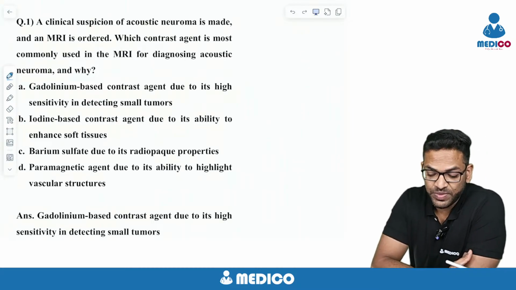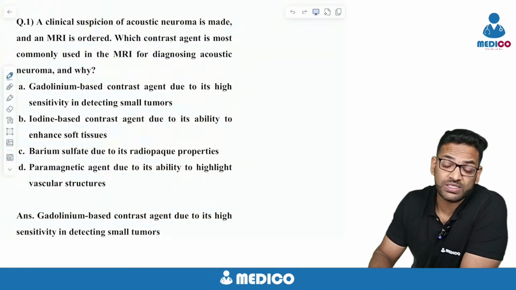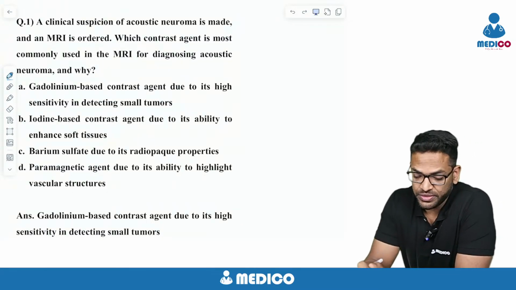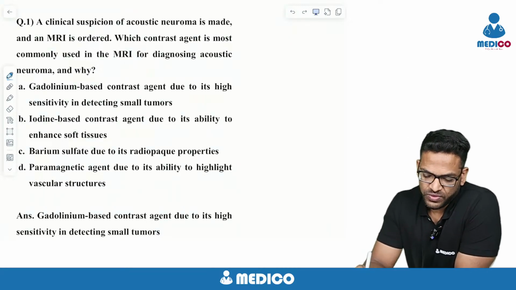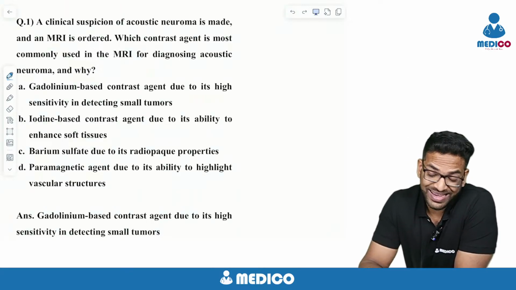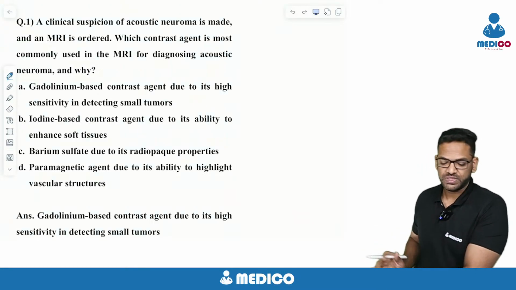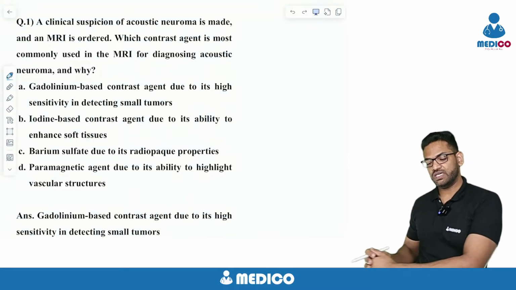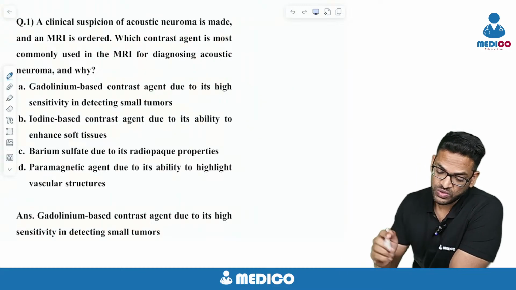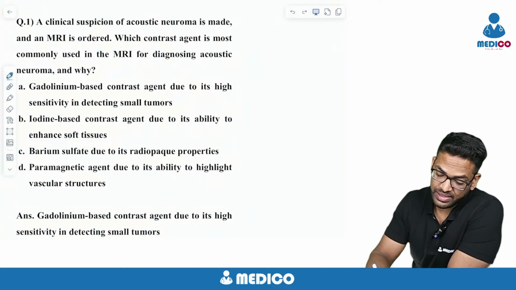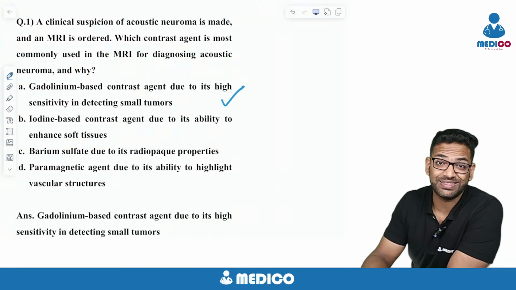A clinical suspicion of acoustic neuroma is made and an MRI is ordered. Which contrast agent is most commonly used in MRI for diagnosing acoustic neuroma and why? First option is gadolinium-based contrast agent due to its high sensitivity in detecting small tumors. So I would straight away go ahead and take this as the correct answer.